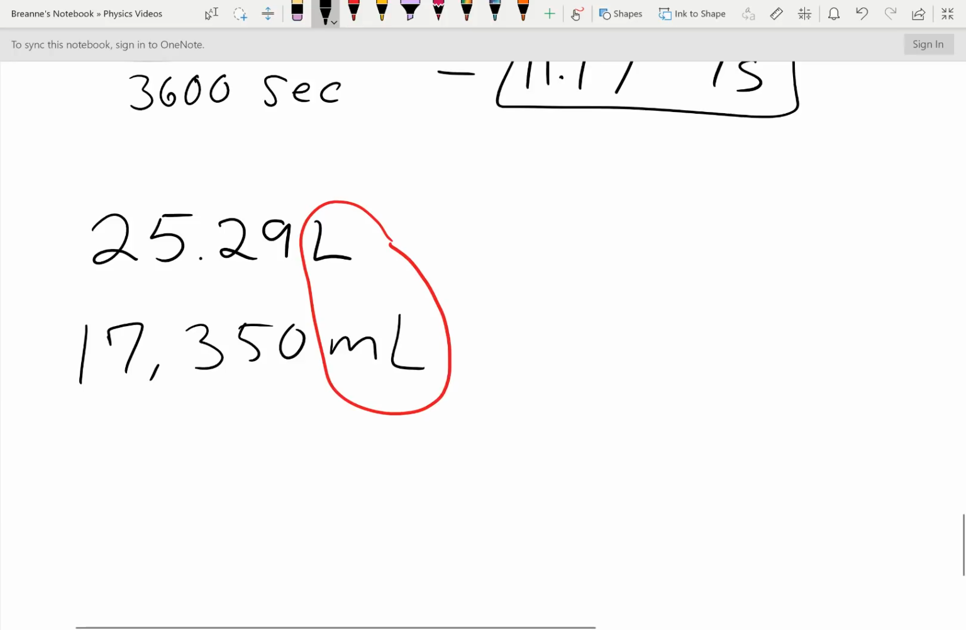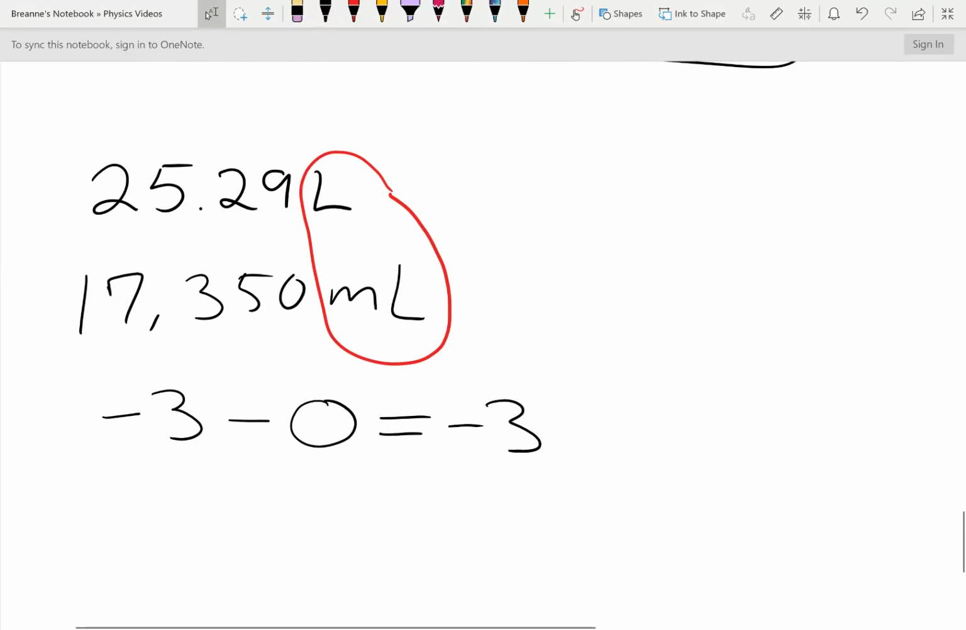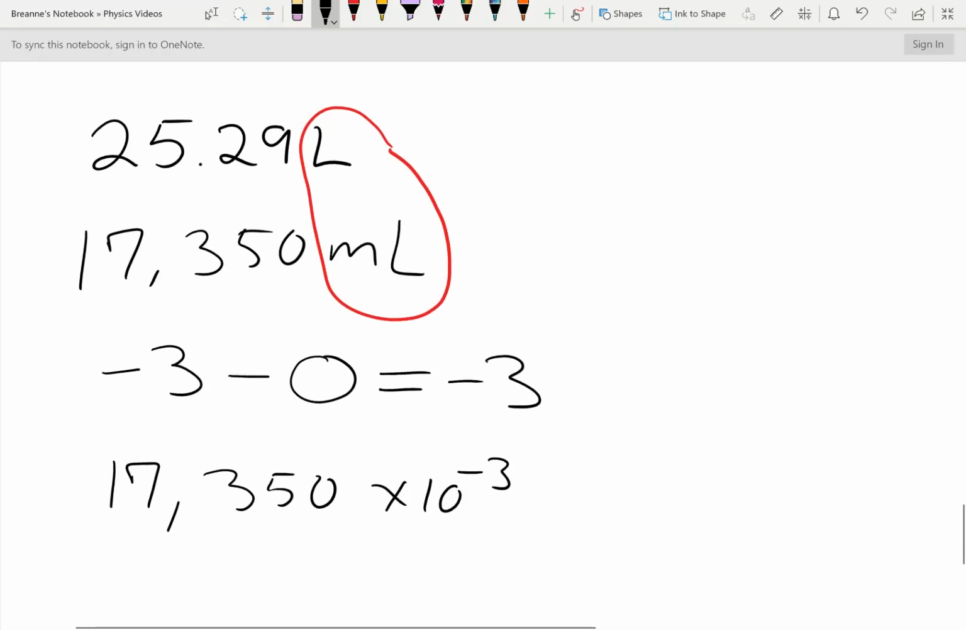If you go to your conversion chart, look in the middle, it gives you the order. You just have to know the number. So you need to know that milli is -3. Liters is a base. So you're doing -3 minus 0, and that gives you -3. Again, that is an exponent. So you're getting 17,350 times 10 to the -3.